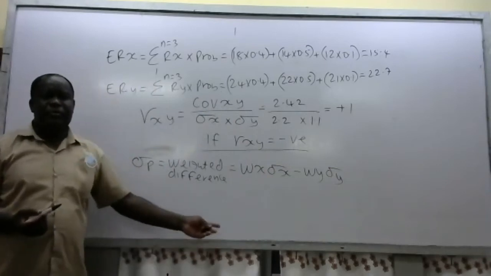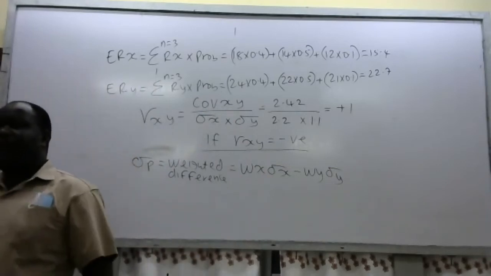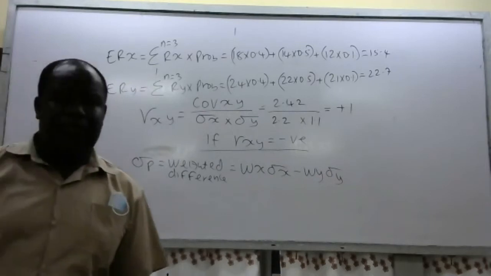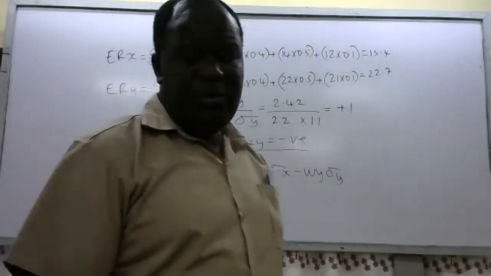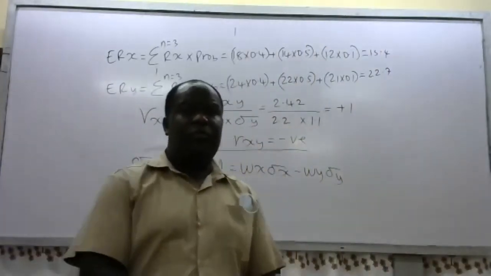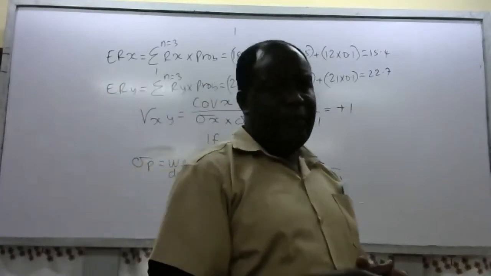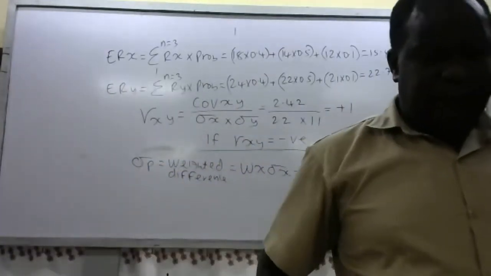I'm not computing this because in this question the correlation was positive 1. But just in case you get a question which gives you a negative, you will be subtracting. That is, if the correlation coefficient is negative.